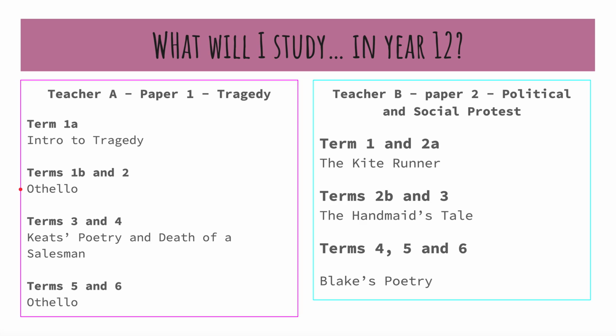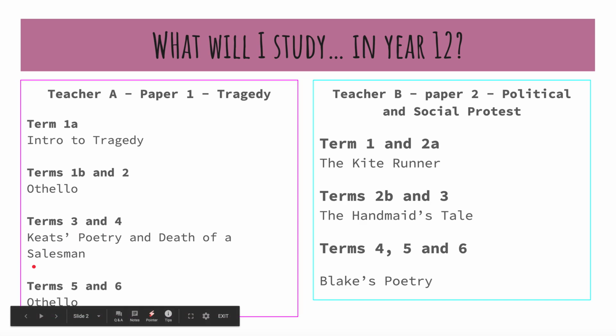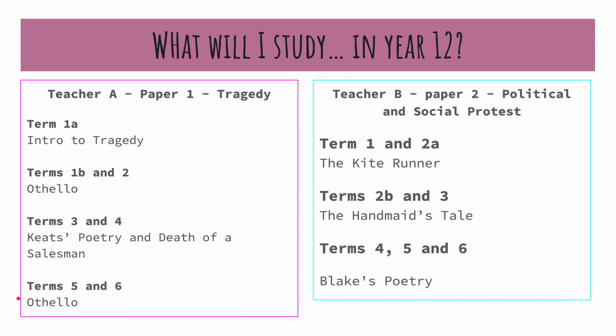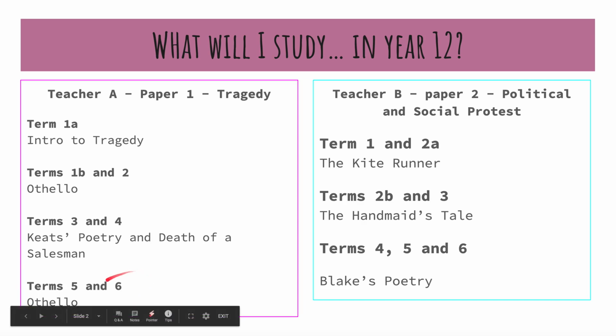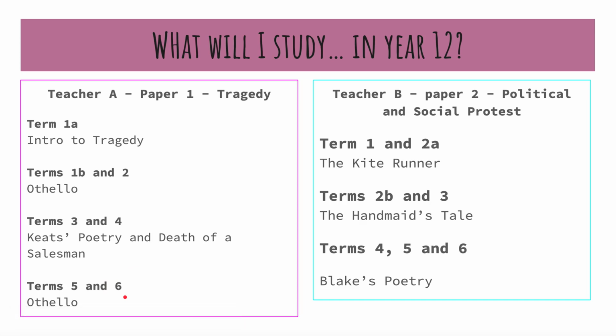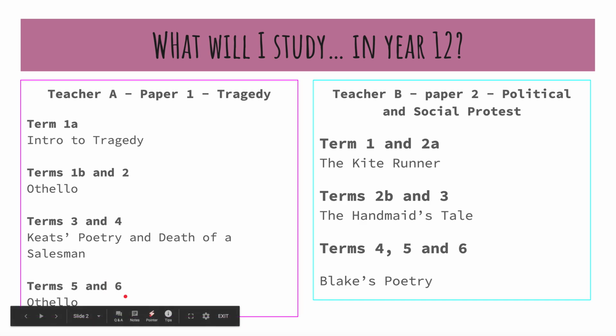Then in terms 3 and 4, you'll study Keats' poetry and Death of a Salesman. These are taught close together, one after the other. These you write about at the same time. So in section C of your paper 1, you'll write one essay on both the Keats poetry and the Death of a Salesman. And then in terms 5 and 6, you'll come back to Othello, as well as doing some revision. In term 6, you have your Year 12 mocks at the very end of the year, so it's sort of Othello and recapping on everything you've studied there.